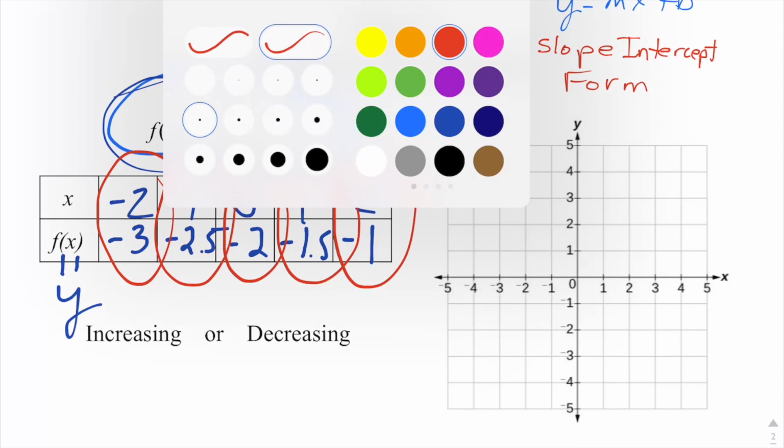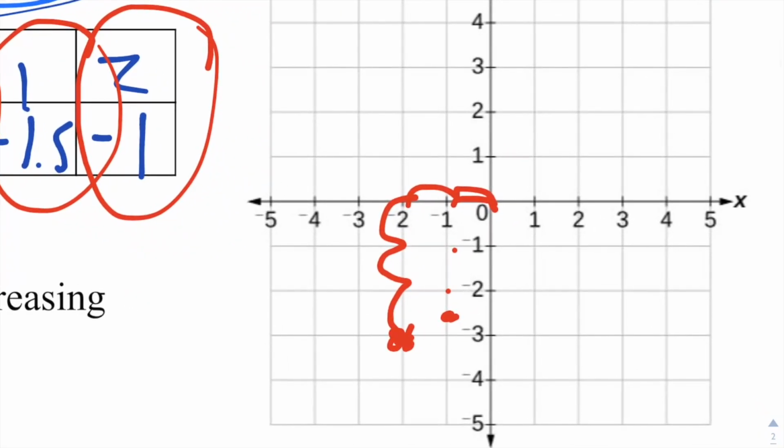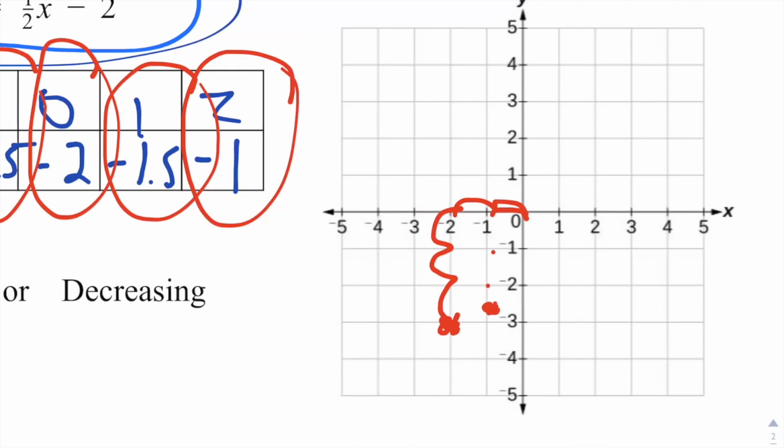So if I take these over as my points, I go -2, -3, so I come back 2, down 3, that's my first point. If I go -1, -2.5, I go back 1, down 2.5, there's 1, there's 2, 2.5 would be about right there. I'm going to zoom this in a little bit. 2.5 would be about right there. It doesn't have to be perfect because it's just a sketch.